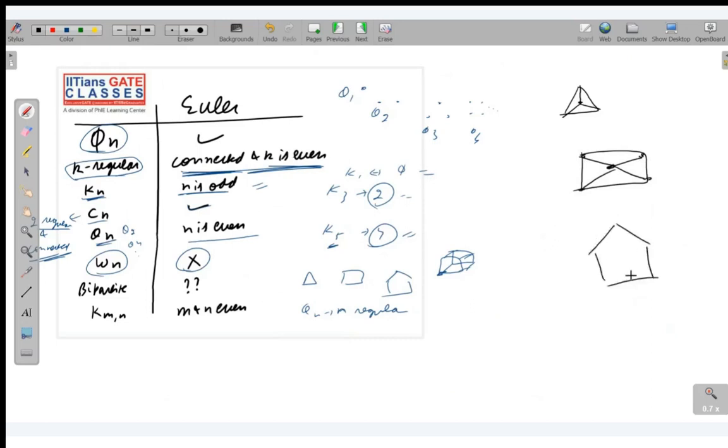Again, you can take a pentagon and try to make a wheel graph. These vertices are of degree 3. That will create a problem everywhere. So Wn is never Euler.